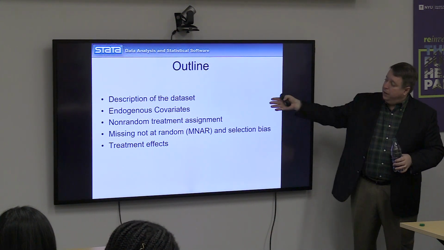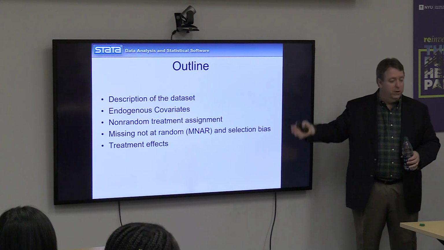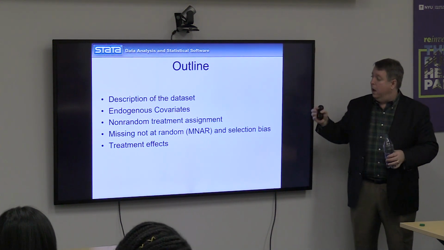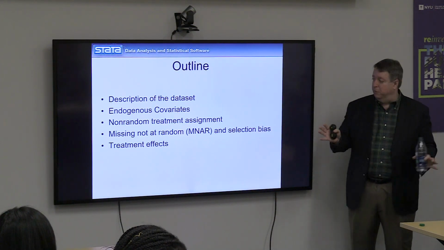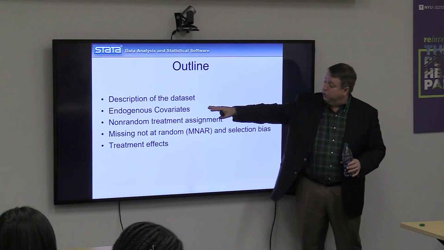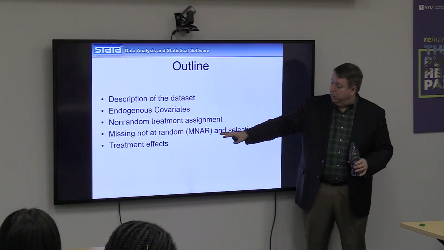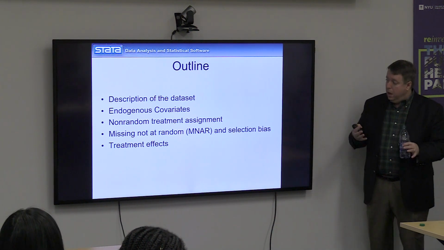So the data set that I'm going to use is completely simulated. So don't take anything about the data very seriously, none of the results. And I'm going to have to ask you to make some assumptions or not think too hard about some of these covariates, and I'll explain that shortly. But essentially we're going to talk about endogenous covariates, non-random treatment assignment, and data that are missing not at random that can lead to selection bias.